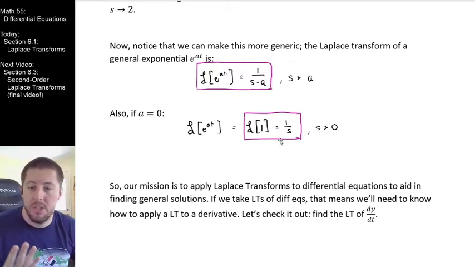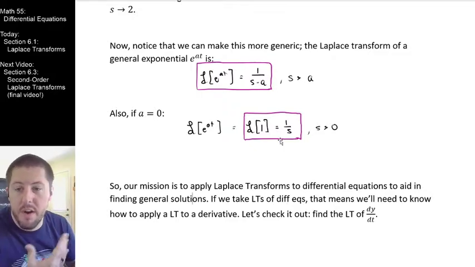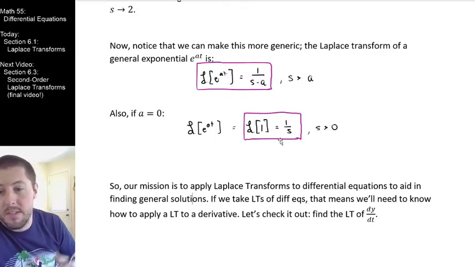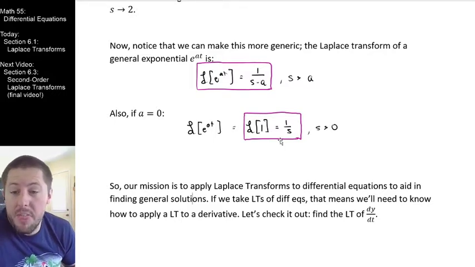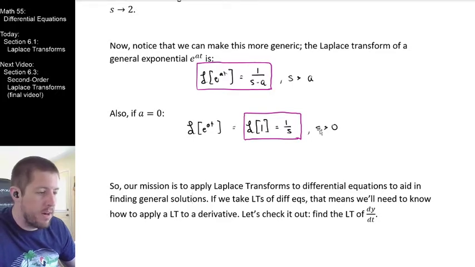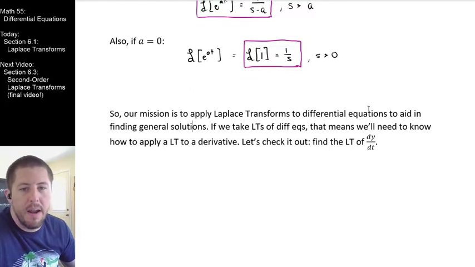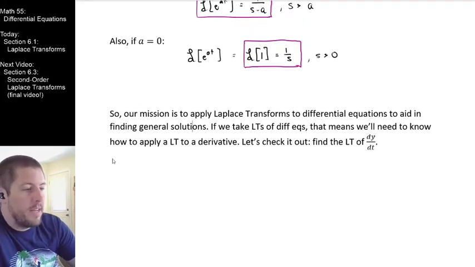If we start by taking Laplace transforms of a differential equation, that means there's going to be a derivative somewhere inside of the thing that we're taking the Laplace transform of. So another thing I need to be able to understand the Laplace transform of is dy dt, right? Because we're going to have those floating around within our differential equations. That's the definition of a differential equation, something that has a dy dt in it, right? So let's check it out. Let's find the Laplace transform of dy dt.